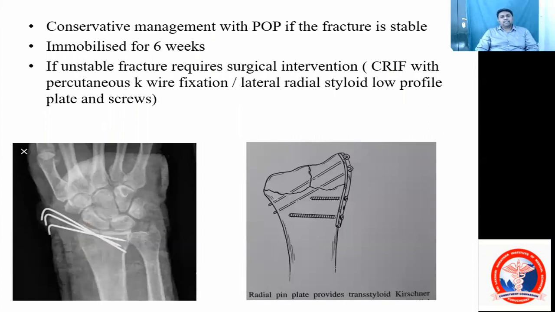For this you can do a conservative line of treatment as well as a surgical line of treatment. Conservative line of treatment again is that you reduce the fracture and put a POP for 6 weeks. And if the fracture is unstable, that means you reduce it and it again collapses, then you do open reduction internal fixation with multiple K-wires; percutaneous K-wire fixation you could do. Otherwise, you can do a lateral styloid process low profile plate or screws. The second picture shows the plate kept over the lateral surface of the distal radius. These are small mini plates.